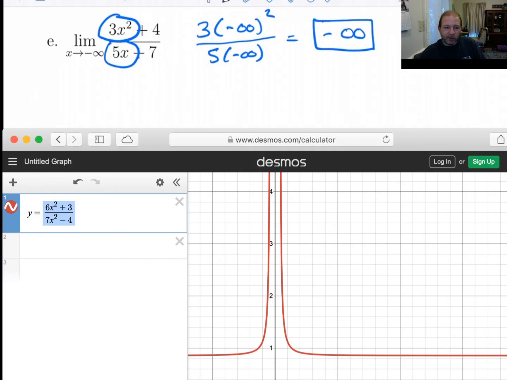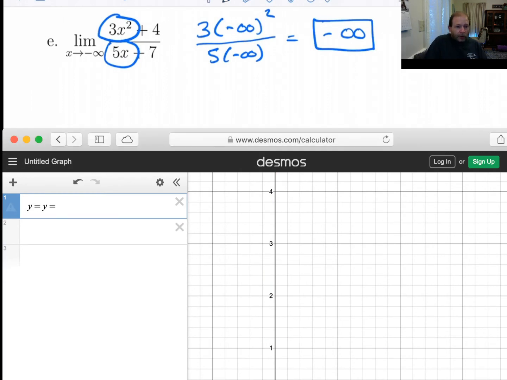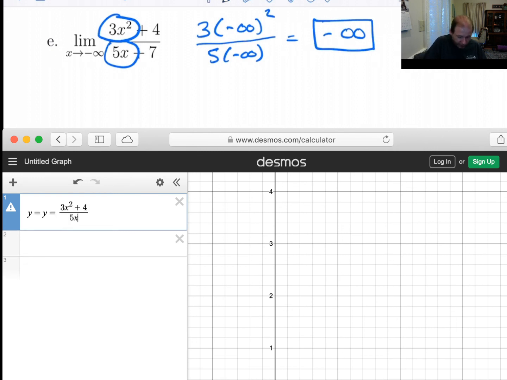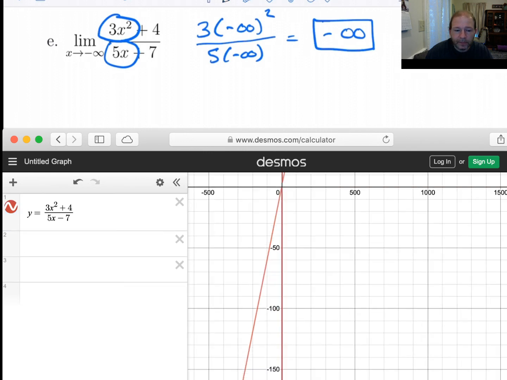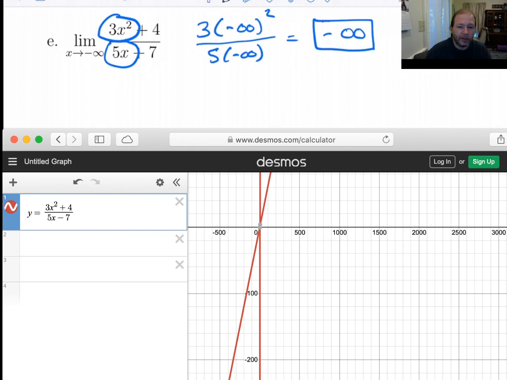If I come over here to Desmos and I put this in, y equals 3x squared plus 4 over 5x minus 7. I've got an extra y equals, let me take that out. It's asking us, what does this do when x goes to negative infinity? Well, let's zoom way the heck out. When x goes to negative infinity, this is going down. So that sure enough tells us the answer is negative infinity. It's good to check your answers like that.